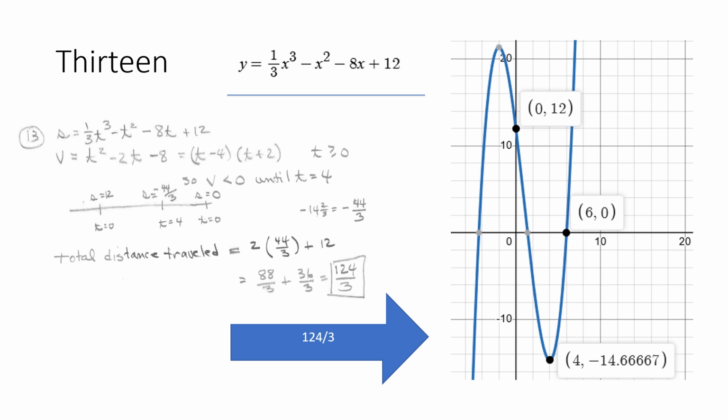and this shows what's happening. At t equals 0, you're at 12. At t equals 4, you're at minus 43 over 3. And at t equals 6, you're back to s equal to 0. You can see that from the graph here. And so the total distance traveled is 2 times this distance plus the 12. That's 124 over 3.